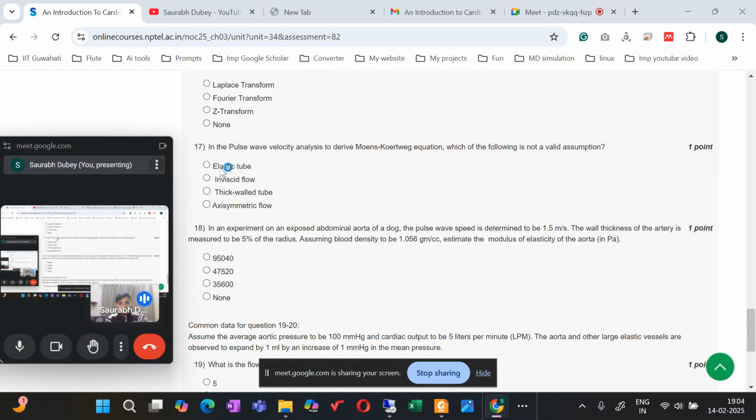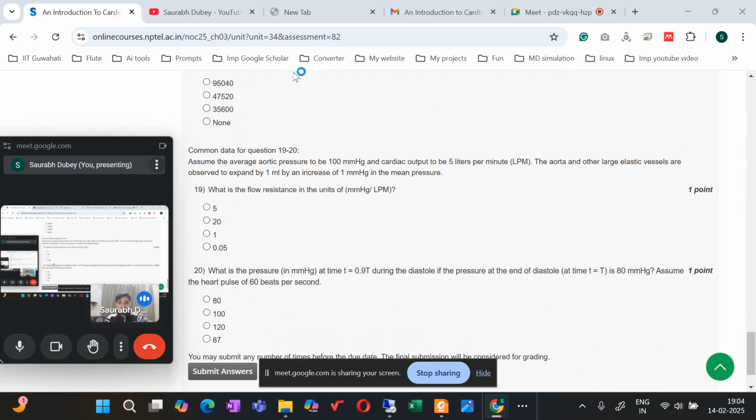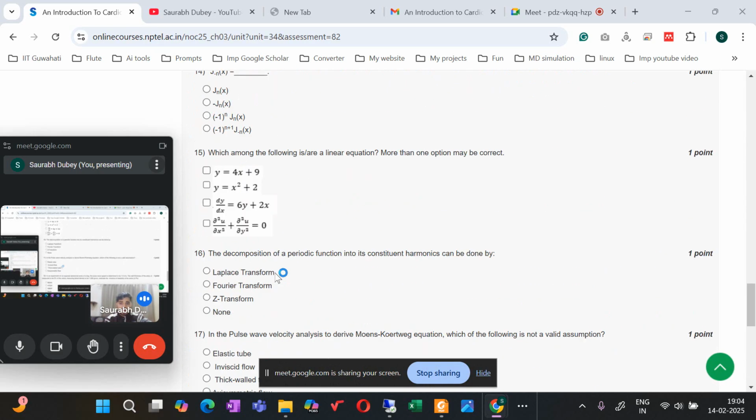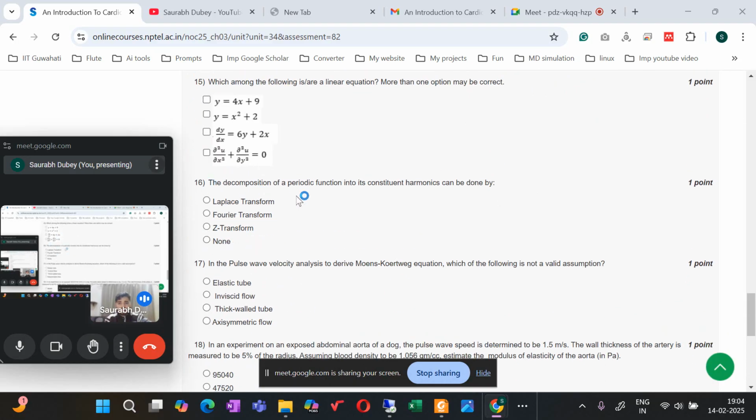Like here, problem 17 says: in the pulse wave velocity analysis, to derive the Moens-Korteweg equation, which of the following is not valid? This has been taught in the class, so direct problems are coming up. And the decomposition of a periodic function into constituent harmonics can be done by, you see.